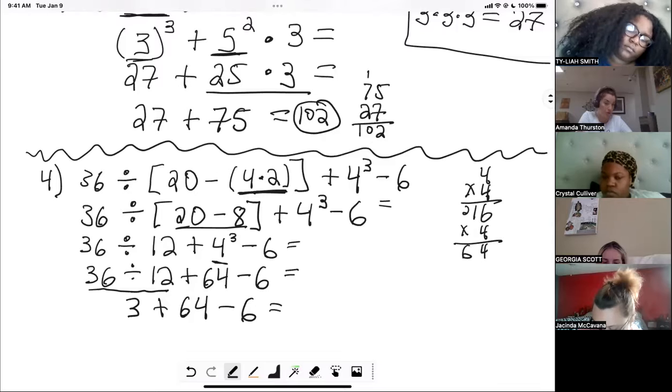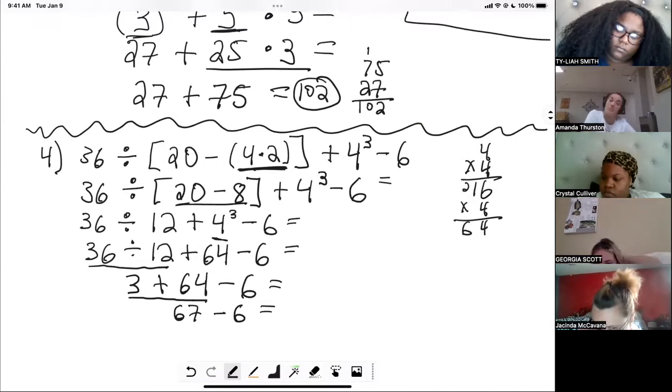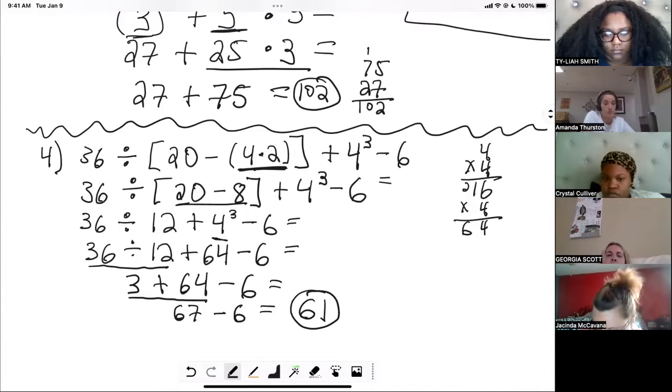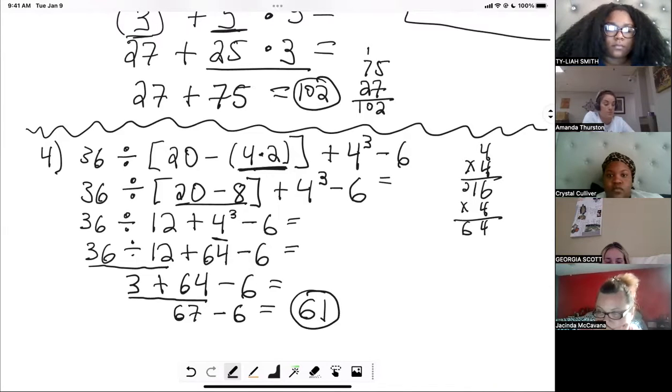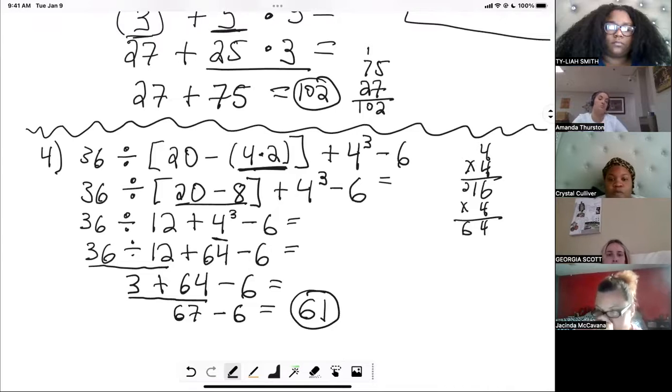We don't have any multiplying, so now we're down to adding, subtracting, whatever comes first. So I'm going to add first, because that's first. 64 plus 3 is 67 minus 6. And finally, if I subtract 67 minus 6, I get 61. And listen, these take practice. Watching me describe it and do it might seem easier than it is when you're by yourself. That's all right. Just have to practice these. Most important thing is you stay in the order of operations so you get the right answer.